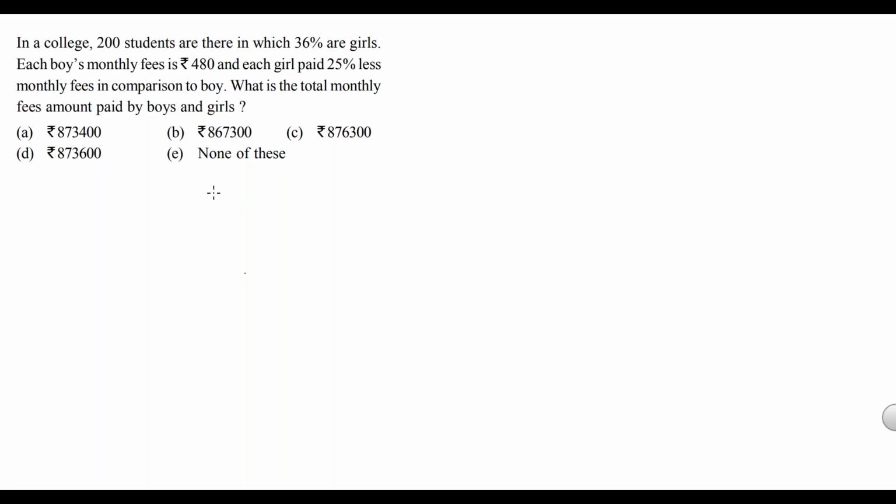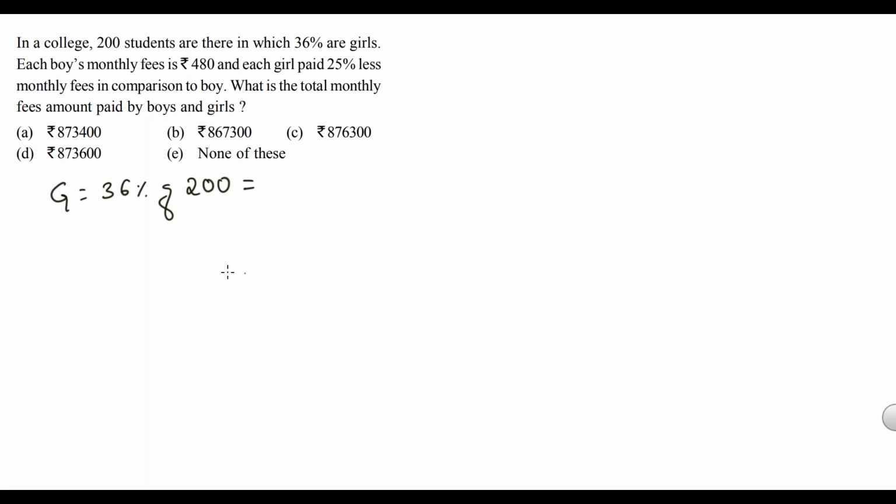In a college, 200 students are there, in which 36% are girls. So 36% are girls, then what is the percentage of boys? If the girls percentage is 36, then boys remaining 64%. Correct. The total number of students are 200, then we can say that the number of girls is 36% of 200. So what is 36% of 200?